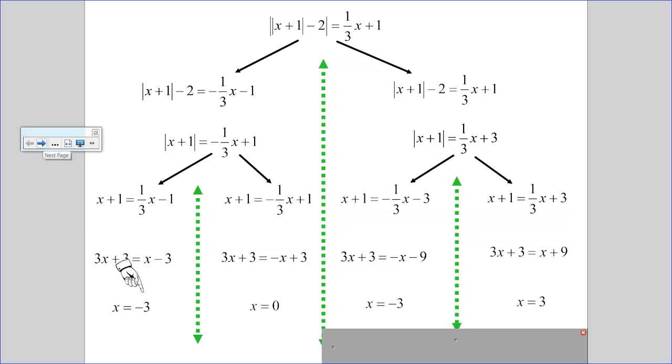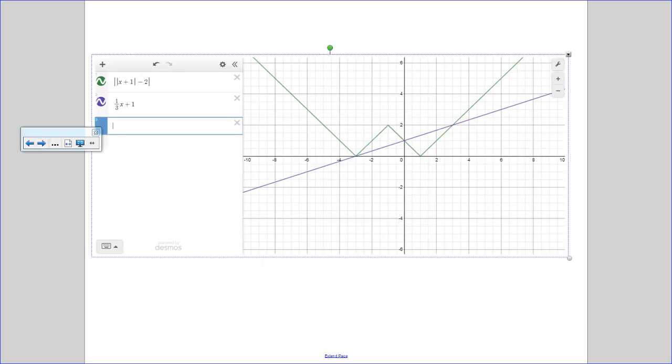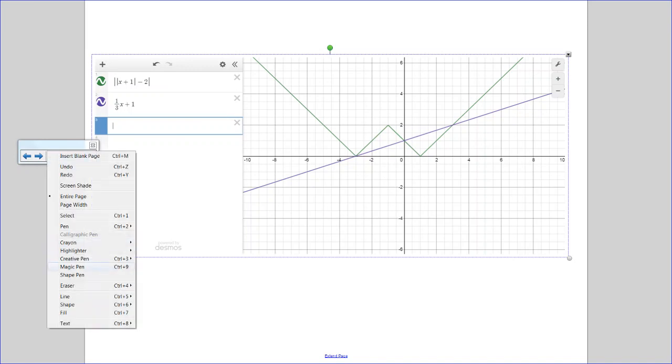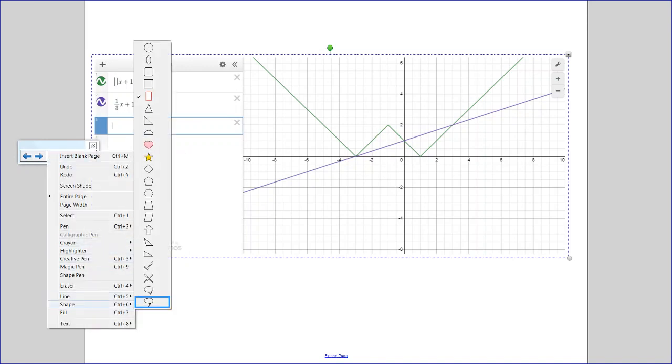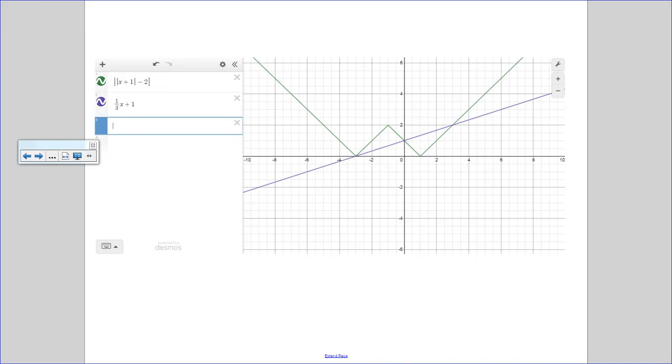When I graph that, it looks like this. And we can see that we have 3 solutions, and they occur at -3, 0, and +3. That's where the left side of the graph crosses the right side of the graph. Now do remember, when you're solving by graphing, all you care about are the x values.